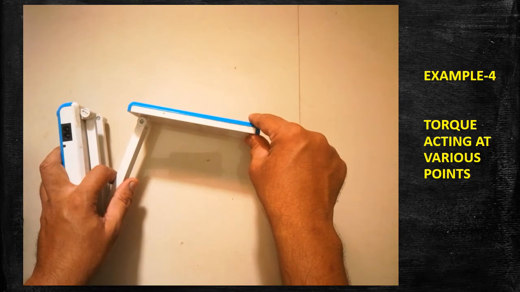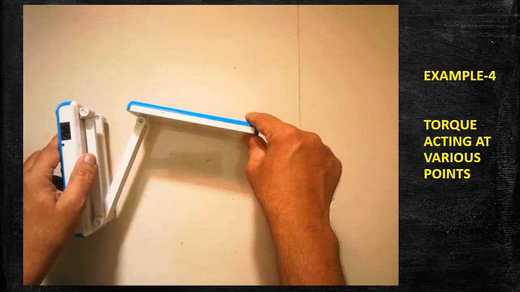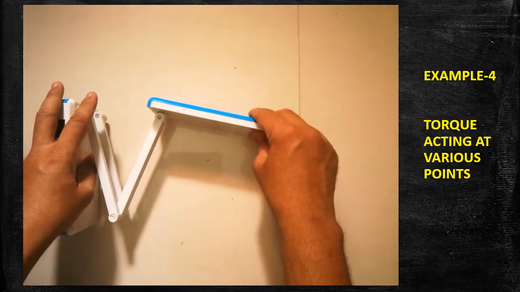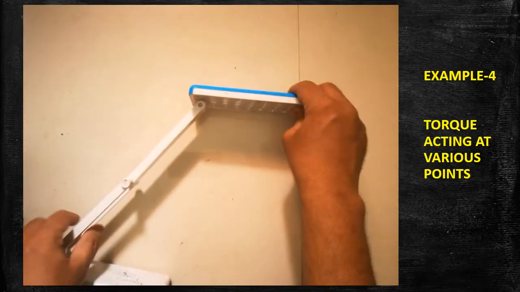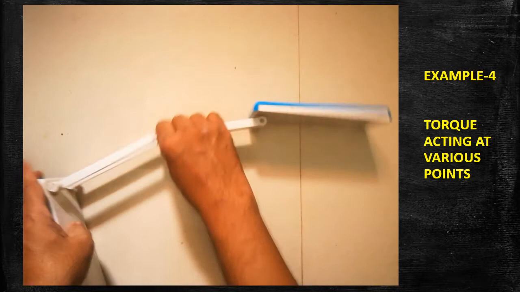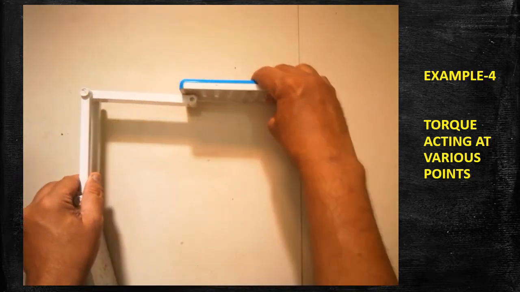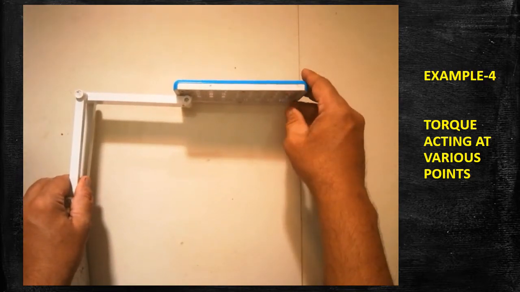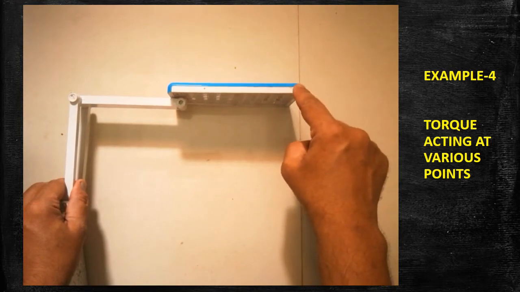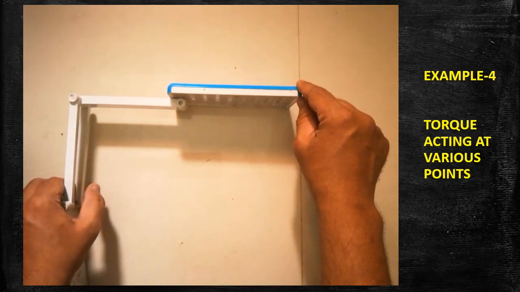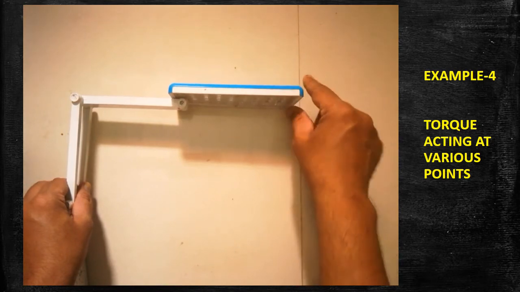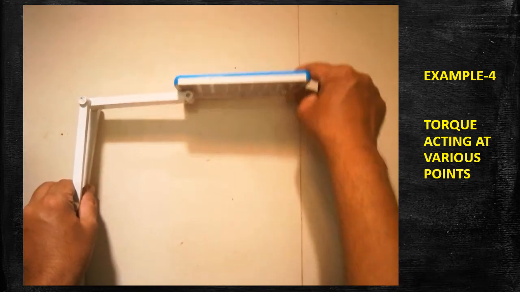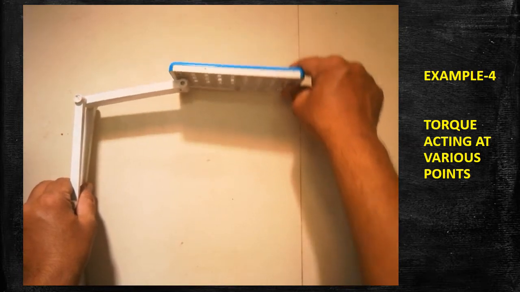Now I am going to extend the length of the lamp. Look at that. I am extending the length of the lamp. Now the lamp length is slightly extended. Are you clear? Now I am going to apply the force. Look and tell me where the torque is acting. Here I am applying the force.